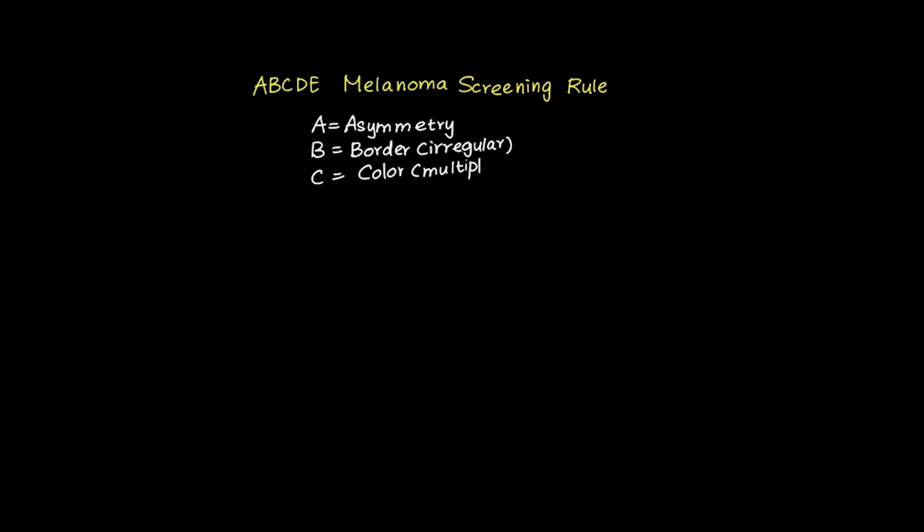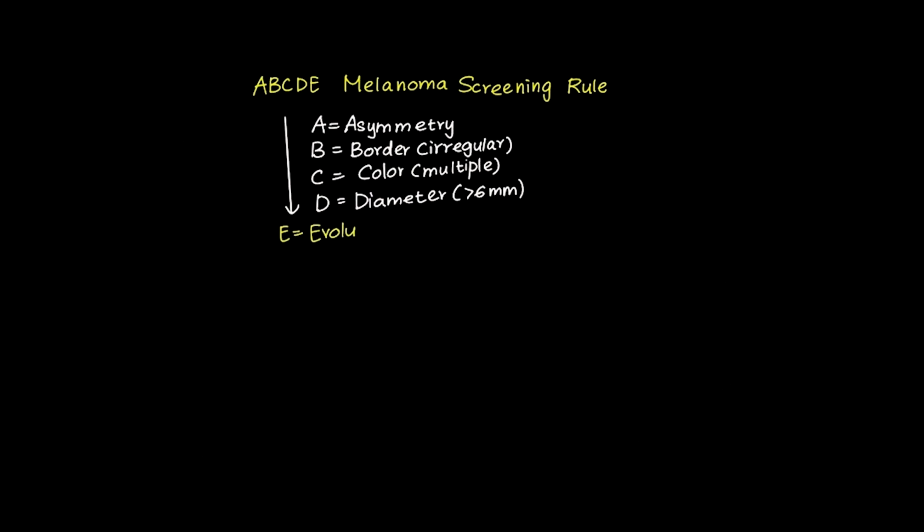The ABCDE rule is a systematic way to evaluate moles for possible skin cancer. Each letter stands for something different. A is asymmetry. One half of the mole doesn't mirror the other. B is border. The edges are irregular, ragged or blurred. C is colour. There are multiple colours within the lesion like brown, black, red or blue. D is diameter. The mole is larger than 6 millimeters, roughly the size of a pencil eraser. And E is evolution. This is the one that addresses changes over time.